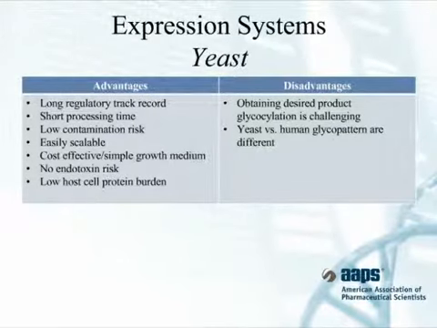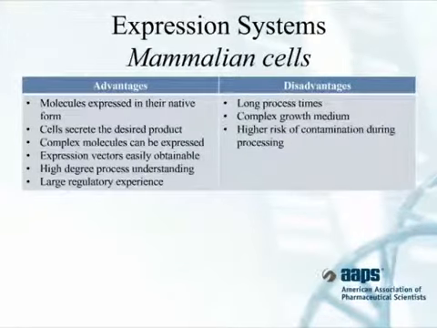Finally, we'll turn our attention to mammalian cells. Some of the advantages are molecules expressed are in their native form. The cells secrete the desired product. Complex molecules can be expressed. Expression vectors are easily obtainable. High degree of process understanding is there. We have large regulatory experience.